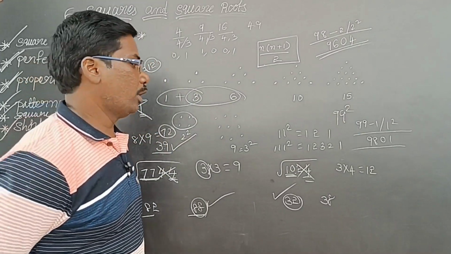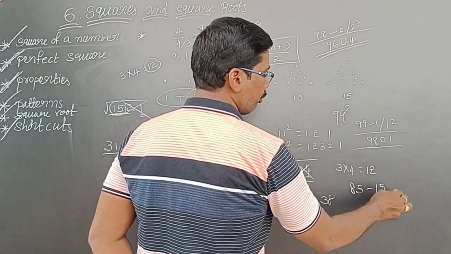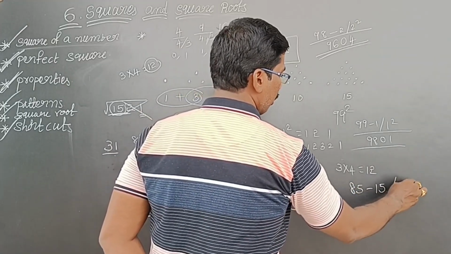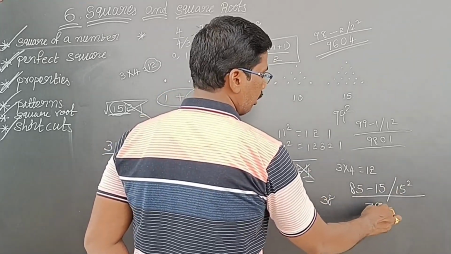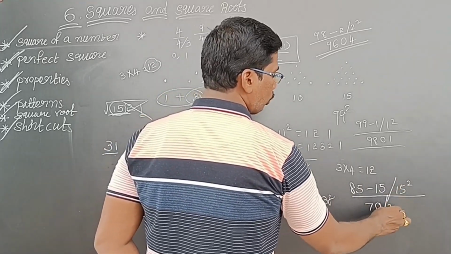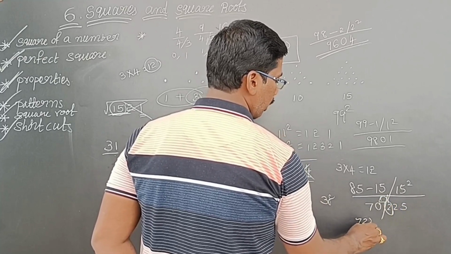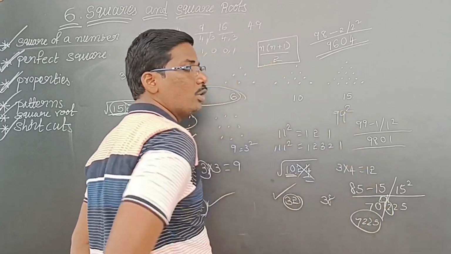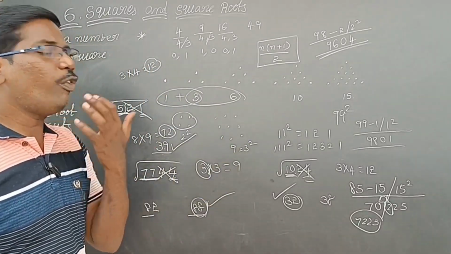So 85 squared, you say, sir. Okay, 85 also I will say. How much less is there? 15 less is there, so 15 squared. So 85 minus 15 is 70. Now 15 squared is 225. This 2 is carried here, then 7225 is the answer. This is the best shortcut method for finding the square of a number.